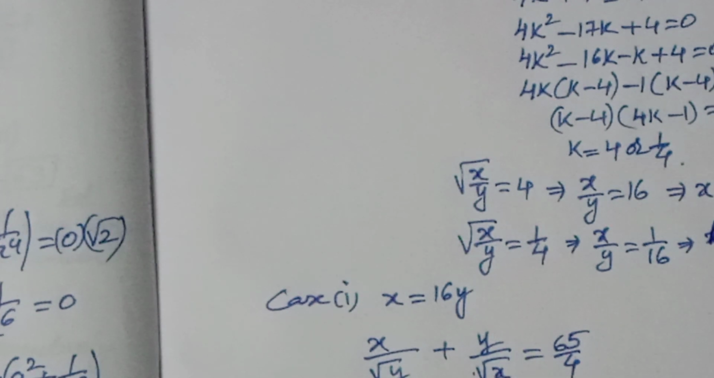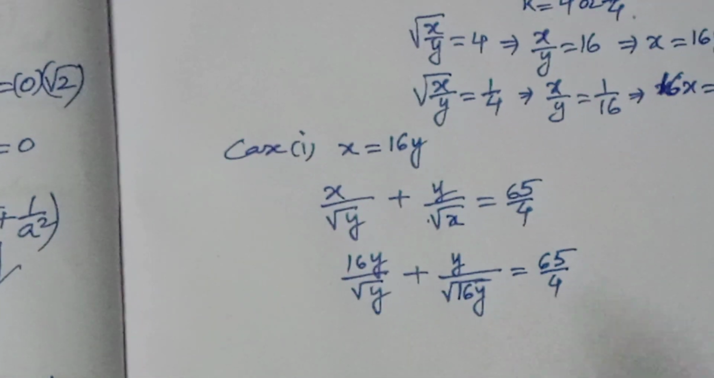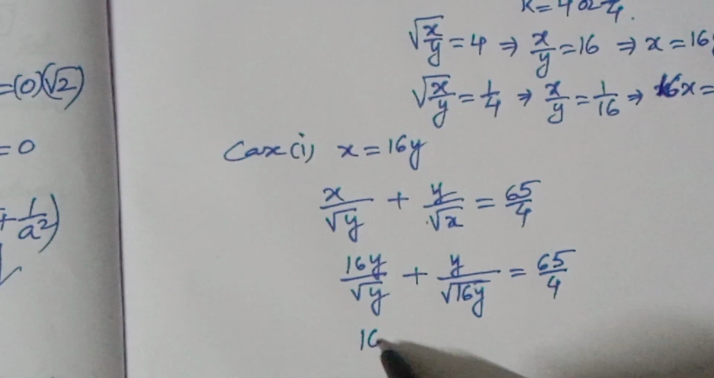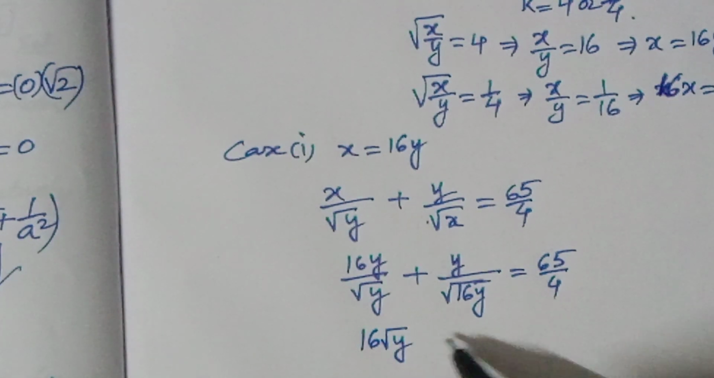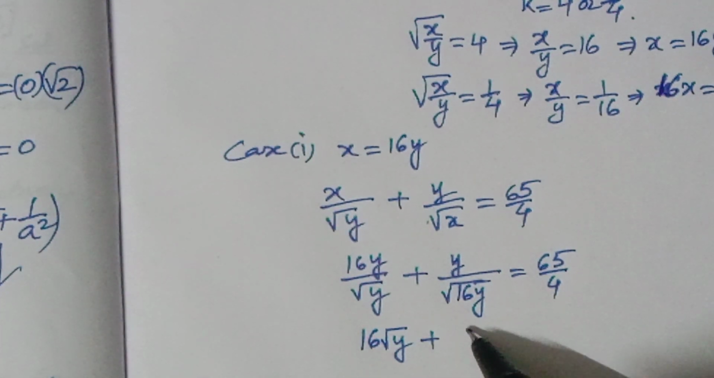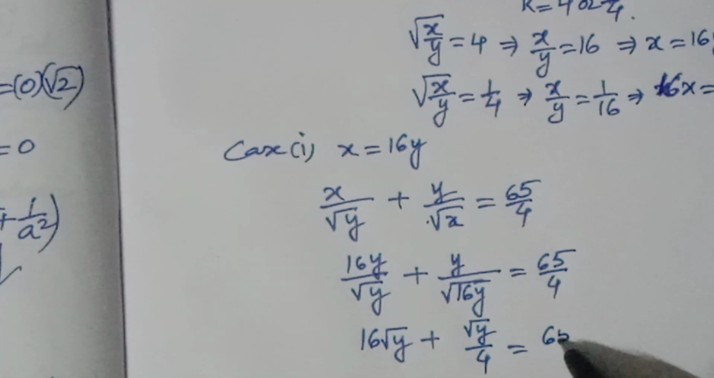So here we have x by root y plus y by root x. If you substitute the x value, 16y by root y plus y by root of 16y is equal to 65 by 4. So here root y cancels: 16 root y plus root y by 4 is equal to 65 by 4.